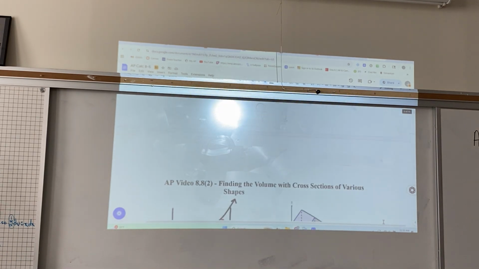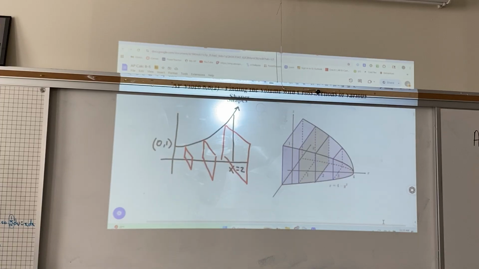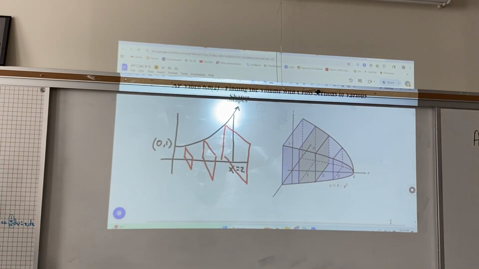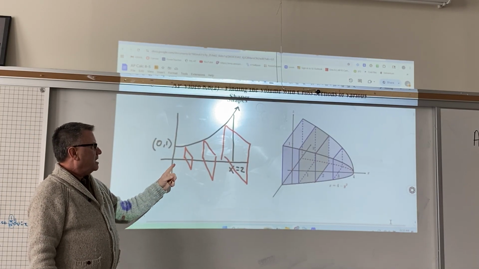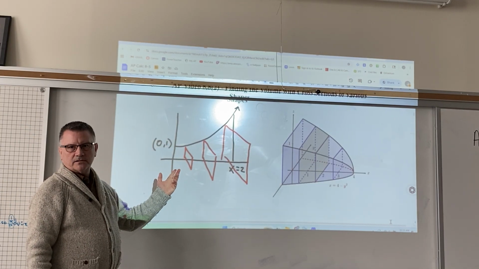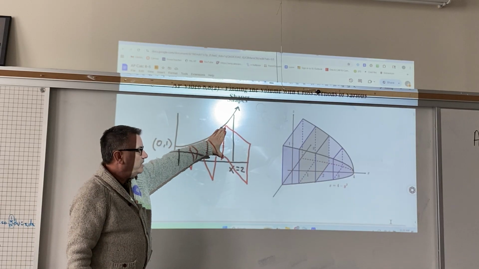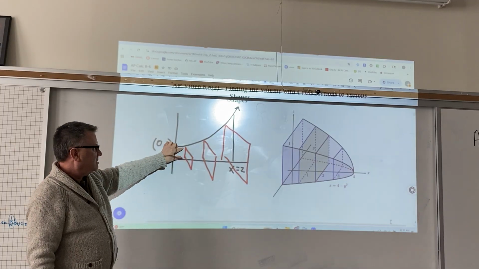Okay, so I did assign an AP video after we do some. So here's the shapes we're gonna be making. So I've got this graph, and you might say, oh, I want the cross sections to be rectangles, and the rectangles are gonna be coming out at me. Well, these are gonna be bigger rectangles over here than these are gonna be over here.